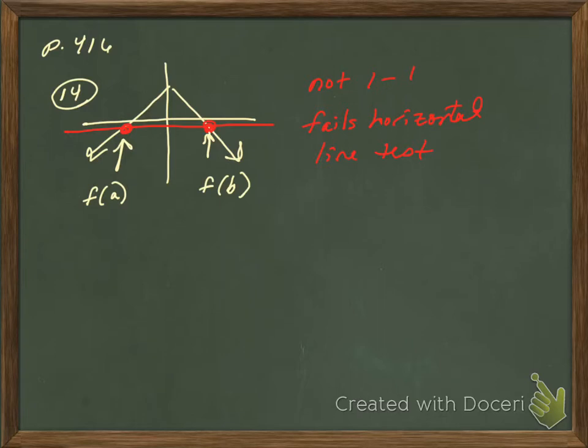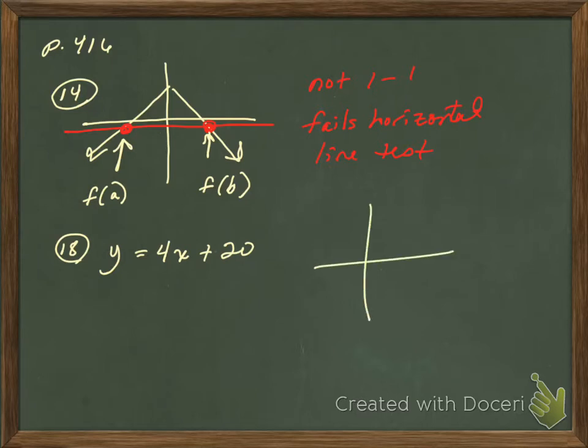To illustrate with the definition, let's do number 18. We have y equals 4x plus 20. The easiest way to do that is to graph it. You know how to graph lines, so of course it's going to pass the horizontal line test. But not all functions will you know what they look like, so you can't rely on the horizontal line test if you don't know how to graph it. So just to illustrate, we're going to use this function.